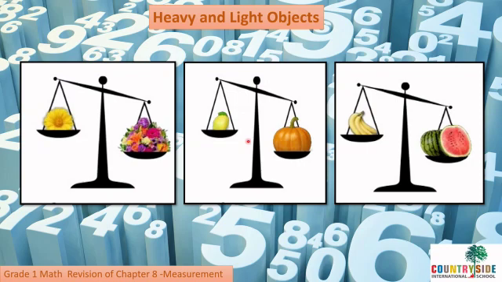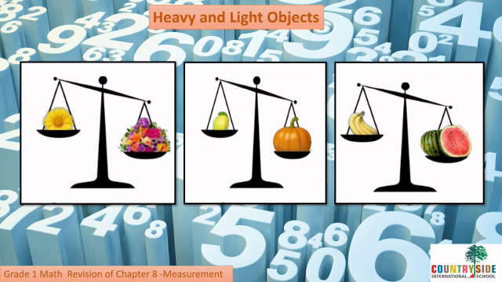Can you see here, this pumpkin is heavier, so the pan with the pumpkin went down and the pan with this mango went up. Similarly, here the pan with this watermelon went down and the pan with these bananas went up because bananas are lighter than watermelon and watermelon is heavier than the bananas.